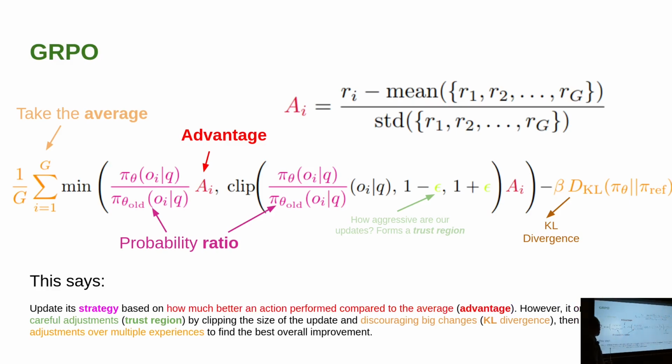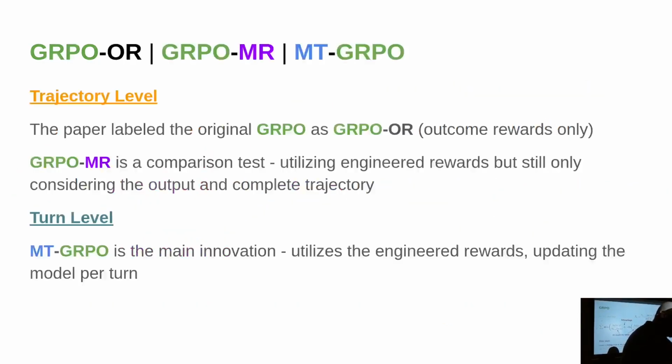So, update its strategy based on how much better an action performed compared to the average, which is the advantage. However, it only makes small, careful adjustments, which is called a trust region, by clipping the size of the update and discouraging any large changes with the KL divergence term, then averages these adjustments over multiple experiences to find the best overall improvement. And that's how DeepSeek trains its reasoning models.